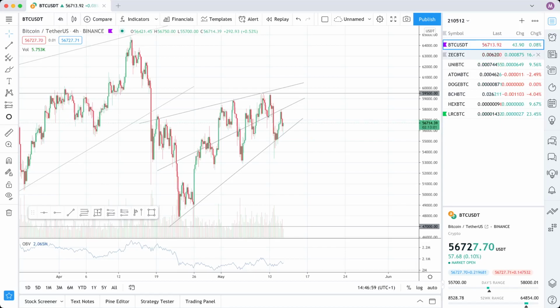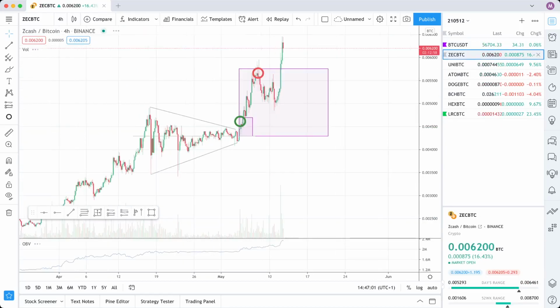Here's the Zcash chart. Now we see the price was squeezing for a while, and then at the end of the squeeze it shoots up. So I use green rings and red rings to show where I do buys and sells. I bought down here, I sold up here. The box, this purple box, represents sort of a target. The idea is that it reaches the top of the purple box before it reaches the edge.